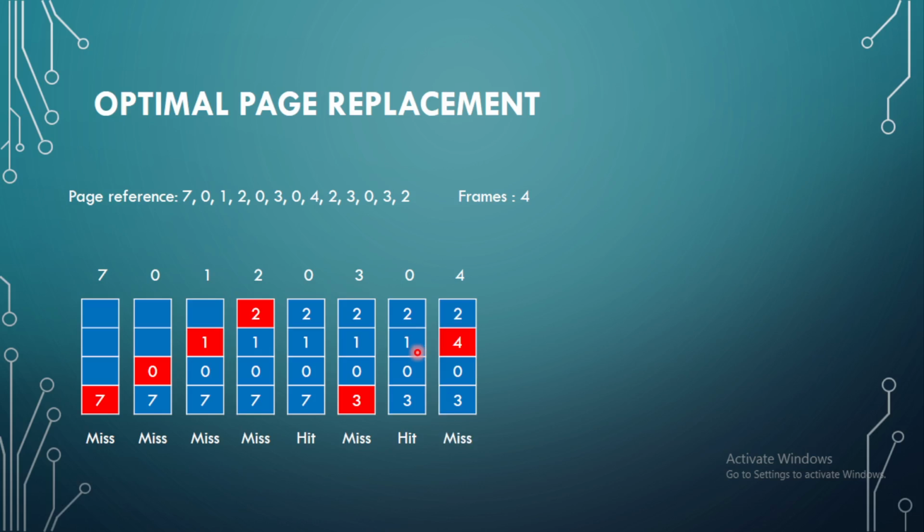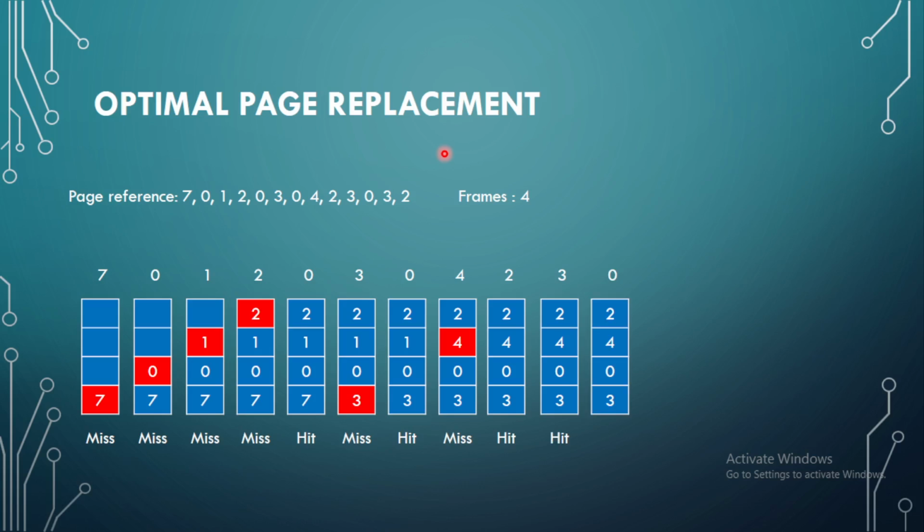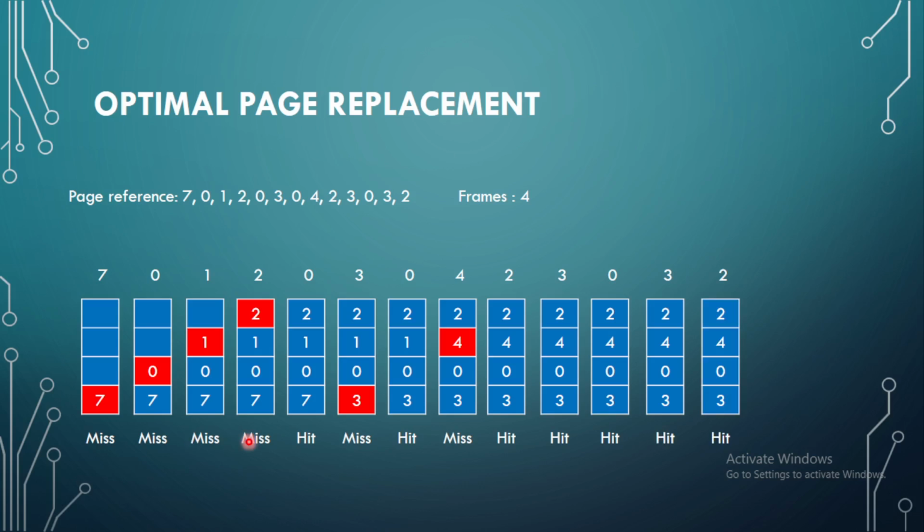And page 2 is already in primary memory, so there is no page fault. And then page 3 is needed, page 3 is already available in the primary memory, no page fault. And then 0 is already available, no page fault. Then 3 is already available, no page fault. 2 is already available, and there is no page fault. So the number of page faults here: 1, 2, 3, 4, 5, 6. The total number of page faults is 6.